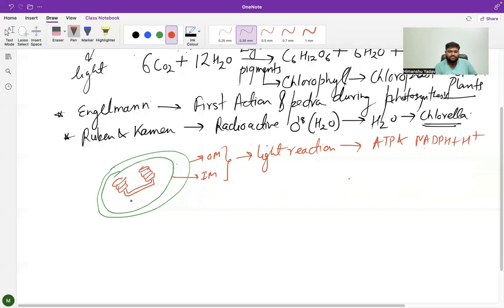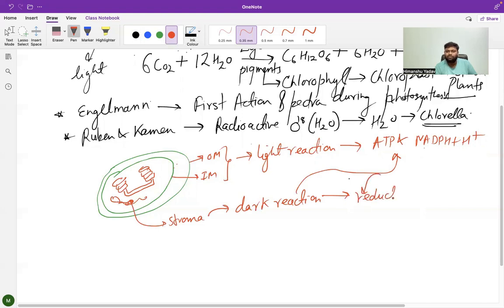And this region is known as the stroma. So it is associated with the dark reaction. And what happens in the dark reaction? The dark reaction utilizes the product of the light reaction to bring about the reduction of carbon dioxide.